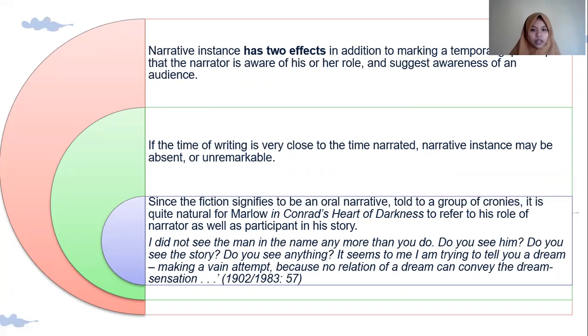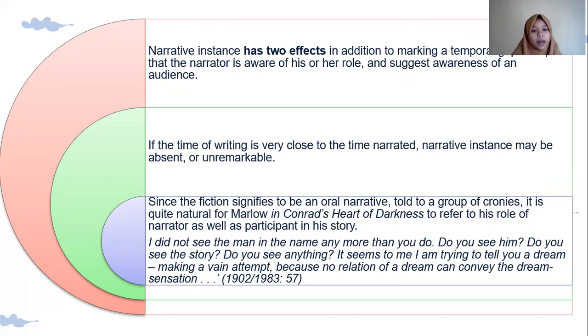The example of narrative instance is in Conrad's Heart of Darkness, where Marlowe refers to his role as a narrator as well as participant in his story. "I did not see the man in the name any more than you do. Do you see him? Do you see the story? Do you see anything? It seems to me I'm trying to tell you a dream, making a vain attempt, because no relation of a dream can convey the dream sensation."